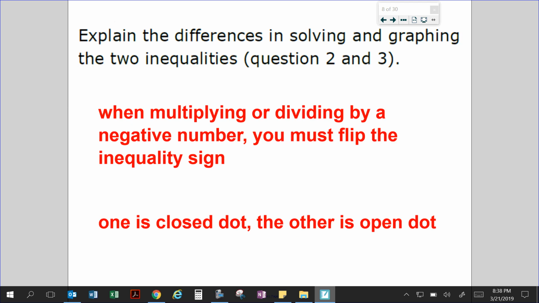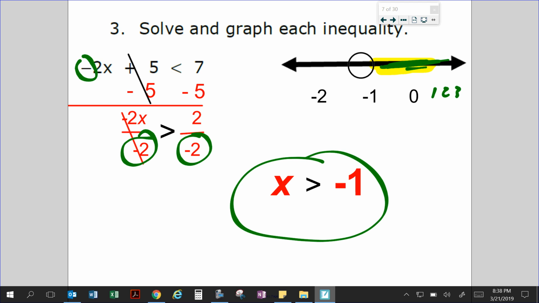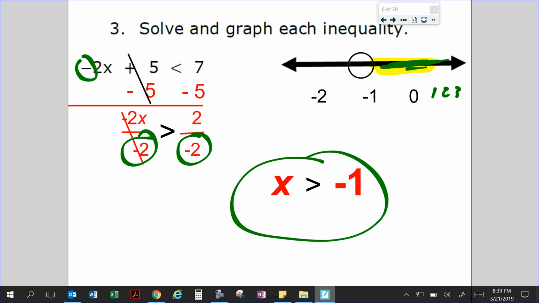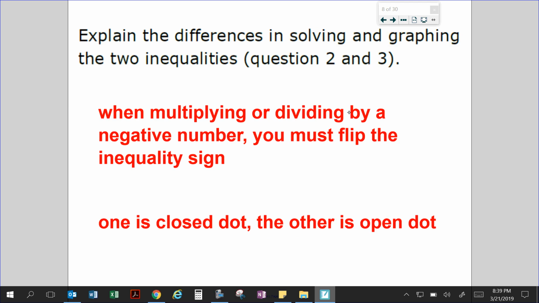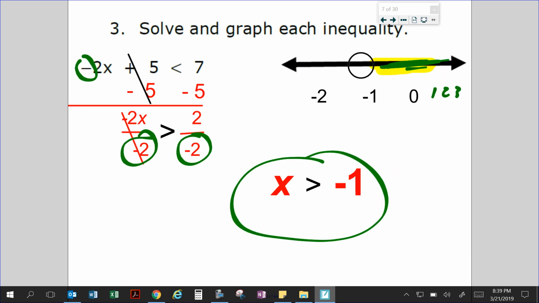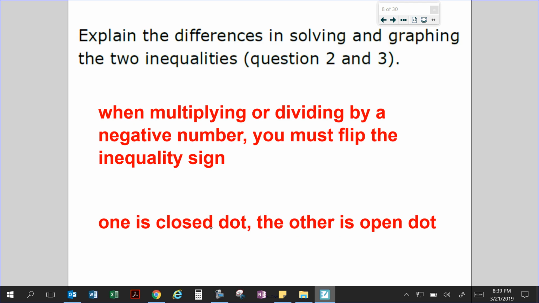Explain the difference in solving and graphing the two inequalities. Well, first of all, in here we did not flip it, but here we had to flip it around. When multiplying or dividing by a negative number, you must flip the inequality sign. Another thing is this one has to be equal to, or a closed dot. This one is less than or more than, which means an open dot. So one is a closed dot, the other is an open dot.